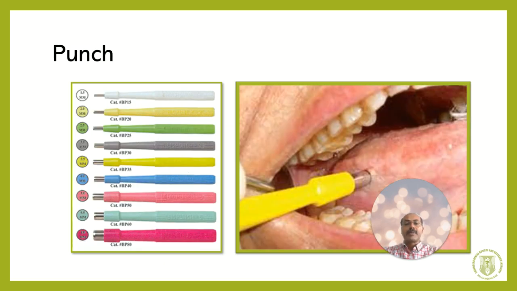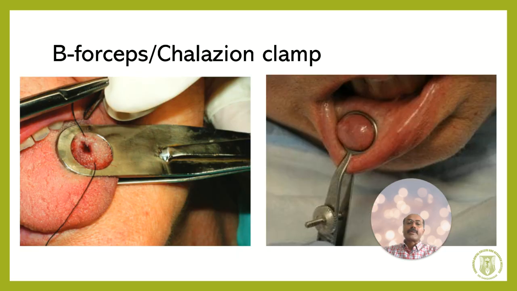A punch biopsy is performed using various diameters of the punch. So it is all color coded. It can start from white to a pink color biopsy punch instrument.